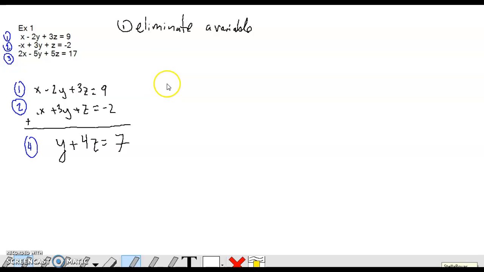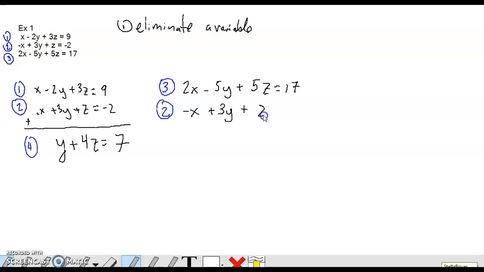Now I want to do this process one more time, but I have to use equation number 3 because I haven't used it yet. So 2x minus 5y plus 5z is equal to 17. It is my choice which other equation I want to use again. I personally like the second equation, so I'm going to use it. If I add these equations up right away, unfortunately my x's aren't going to cancel out.